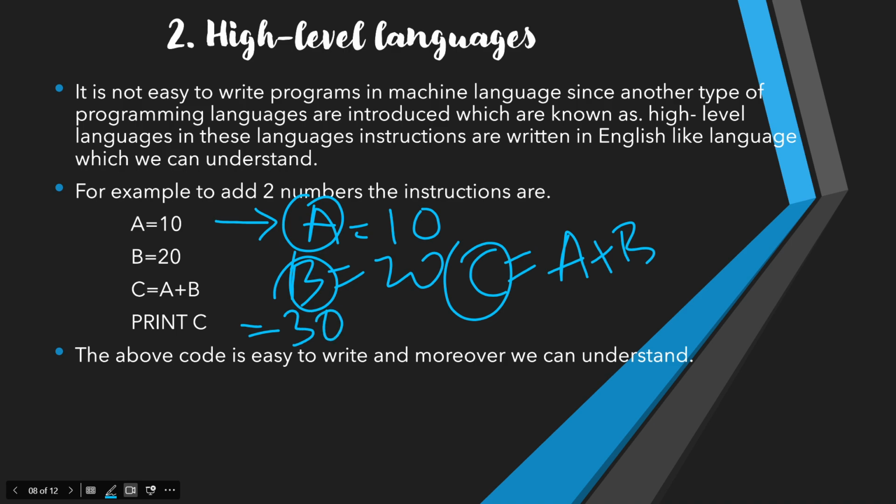Everyone can understand. Once go back and look at the low level language example which I have given. The instructions are only in zeros and ones. Can you understand? Can you do the addition of those two numbers? No, because it can only be understood by the computer. But this code everyone can understand. Humans can understand it very well. So humans understand high level language, that is nothing but English language. The above code is easy to write and moreover we can understand.